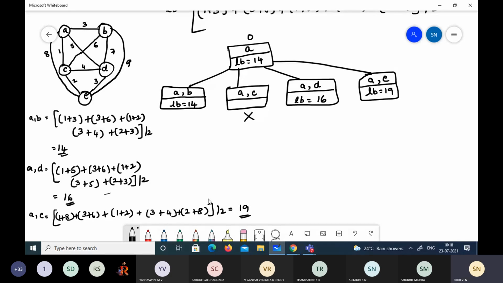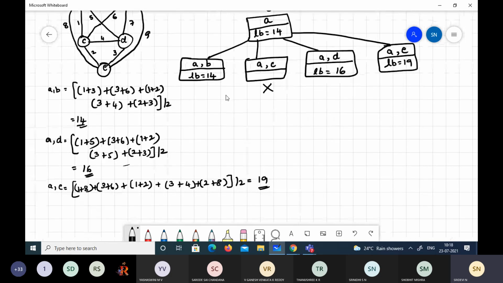So we always move with the most promising node. So we will just take this up and move forward. This we will not calculate, we will just move forward by considering this one to calculate the optimal tour. Okay.